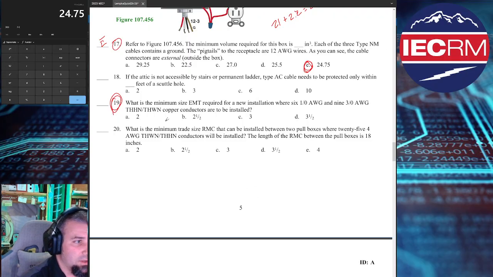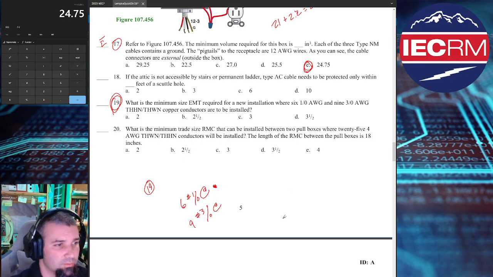Okay, so let's do this out. Let's get our list going. For number 19, always write down which number you're working on. I have 6 number 1/0s, and we'll do an at in there. And I have 9 number 3/0s. At, I won't do an equals actually.